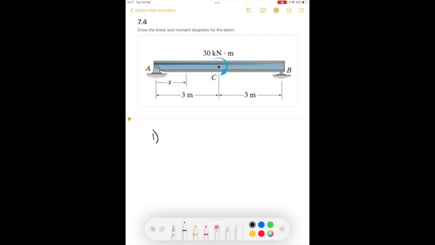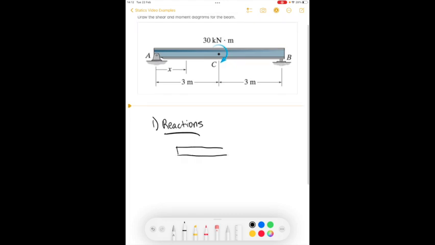Okay, in this example, we follow the same procedure. Start with the reactions. So we have a beam. Here we have AY, AX, and the force B. And don't forget to include that we have a moment applied, and I'll call that the moment C, which is equal to 30 kilonewton meters.